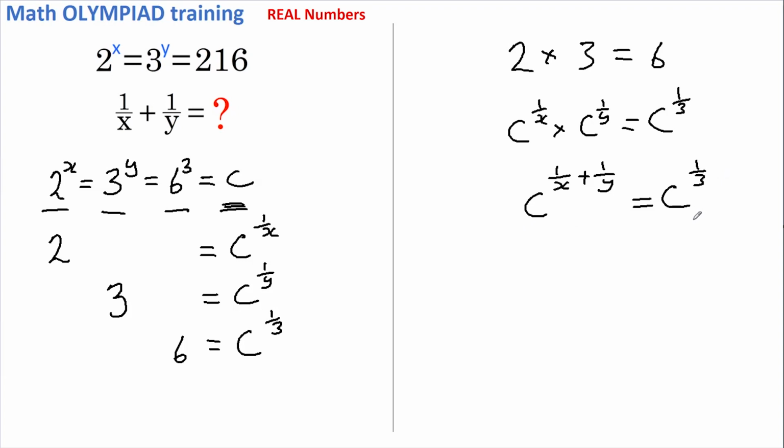Now we have two terms with similar bases, both c, therefore the powers must be the same. So we get 1 over x plus 1 over y equals 1/3.